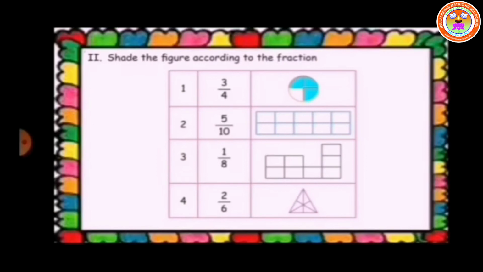Second question, 5 divided by 10. Here the numerator is 5, so you have to shade 5 parts. 1, 2, 3, 4, 5. Third question, 1 divided by 8. Here the numerator is 1. So you have to shade one part like this.